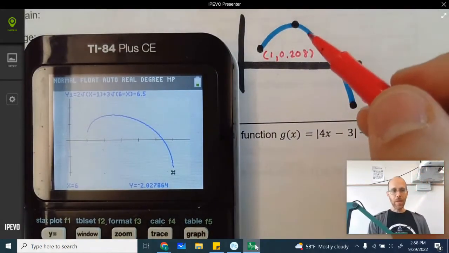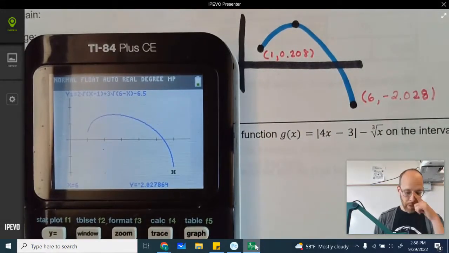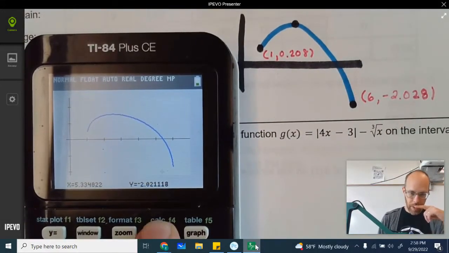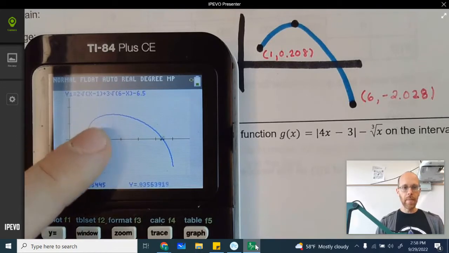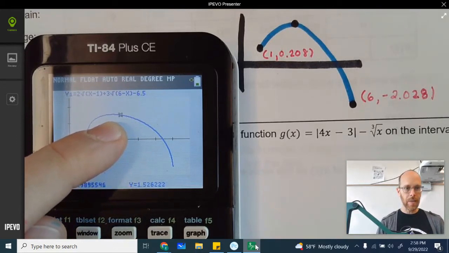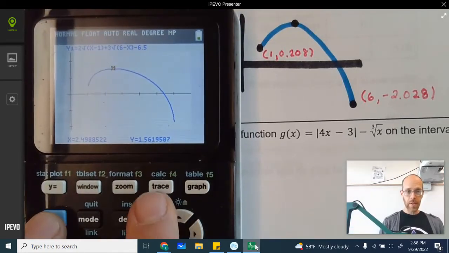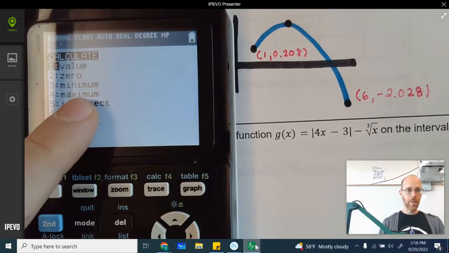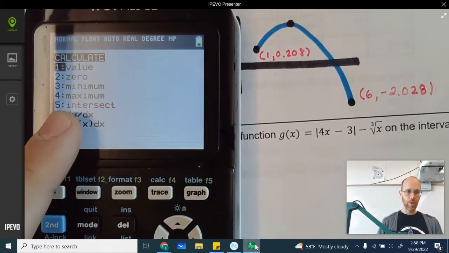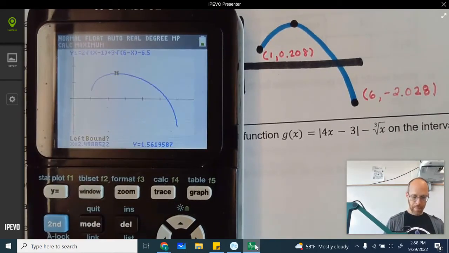Okay, now let's go to the maximum. Start with what I don't want you to do. I don't want you to hit the trace button and then move your cursor until it looks like it is near the maximum. What I want you to do instead is hit second calc, and you'll notice that there's a maximum feature. It's number 4. So you're going to hit number 4.